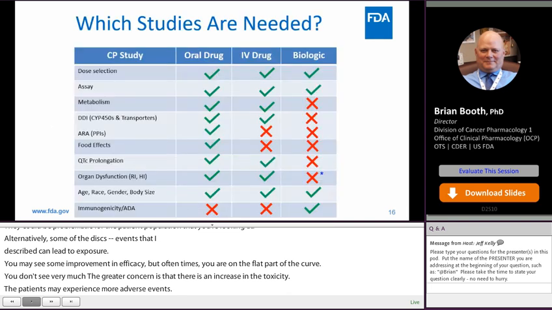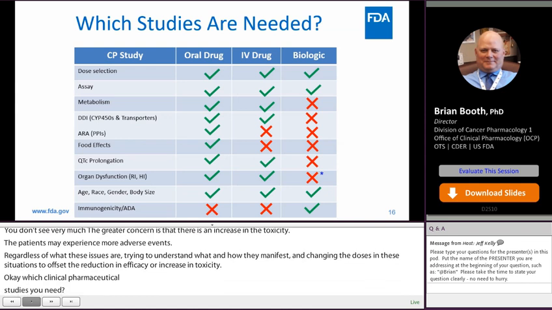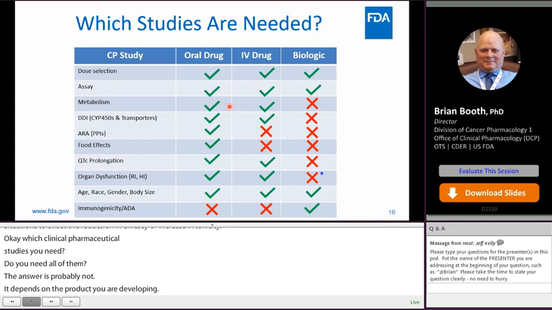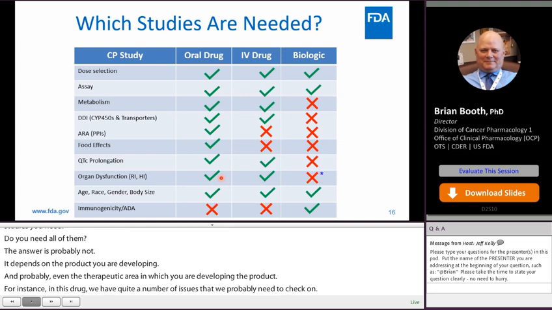Okay, so which clinical pharmacology studies do you need? Do you need to do all of them? Well, the answer is probably not, and it really depends on the type of product that you're developing and the route of administration, and probably even the therapeutic area in which you're developing the product. So, for instance, for a small molecule drug, we have quite a number of issues that we probably need to check on for their impact on the behavior of the drug in vivo. But a lot of these might not apply to a therapeutic protein, for instance, a biologic.